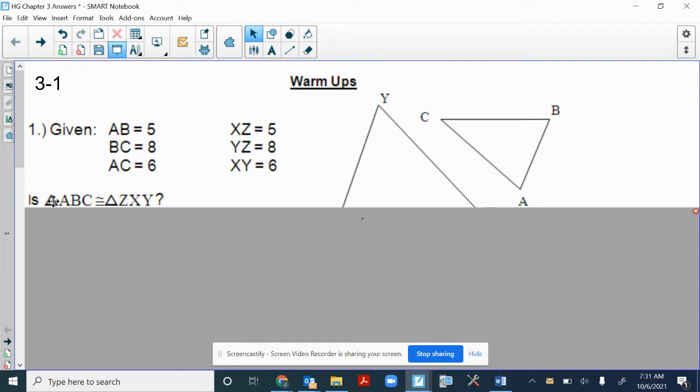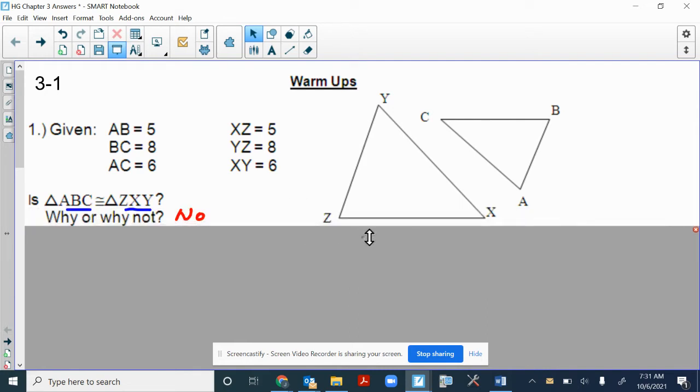Or I guess I should reword that. Is triangle ABC congruent to triangle ZXY, and also why or why not? And the answer is no. So if you look through this and match them up, the biggest thing is that when we name congruent triangles, they have to correspond with their congruent sides.